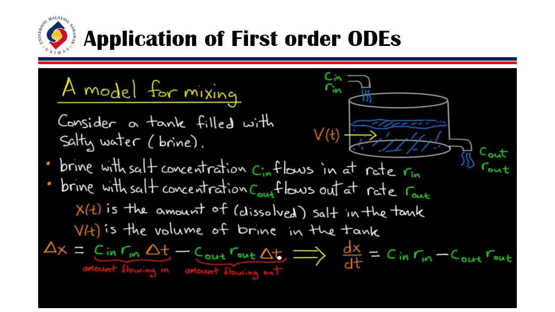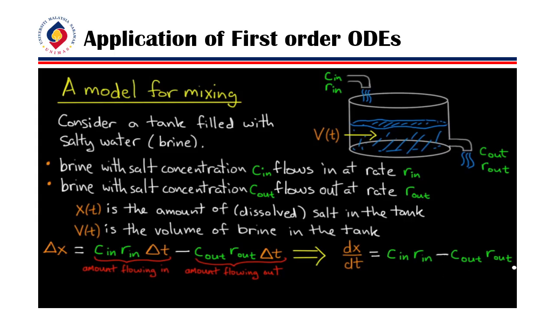Now, this is not yet a differential equation, but we're considering a little tiny time interval delta t. So we can turn it into a differential equation by dividing both sides by delta t and letting delta t go to 0, so taking the limit as delta t goes to 0. So that quantity delta x divided by delta t becomes dx/dt, and dx/dt is equal to C in times R in minus C out times R out.